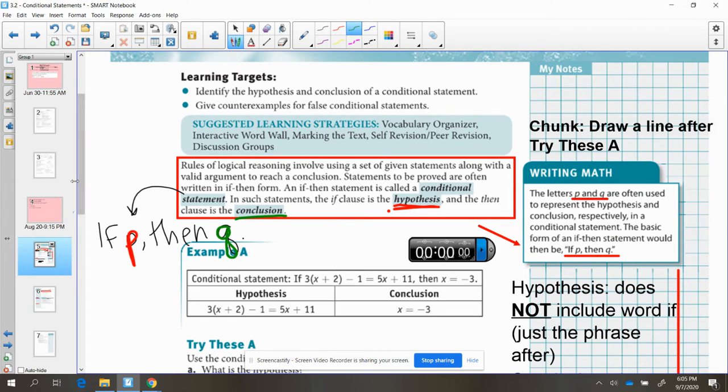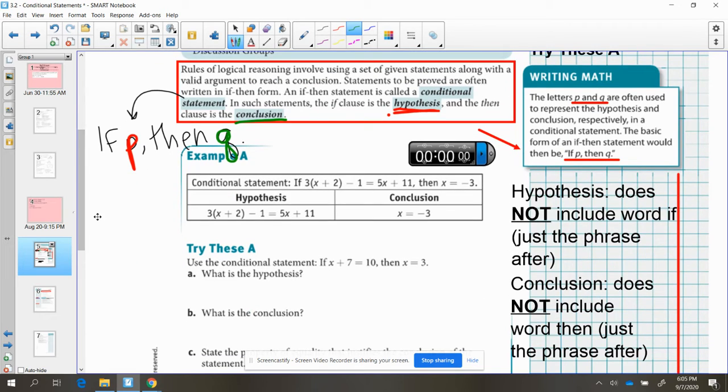Your hypothesis, again, the trigger word is if, and it does not include the word if, it's just all the phrasing that comes after that. Same thing with the conclusion. It does not include the word then, that's just the trigger word, it's everything that comes after that, okay?